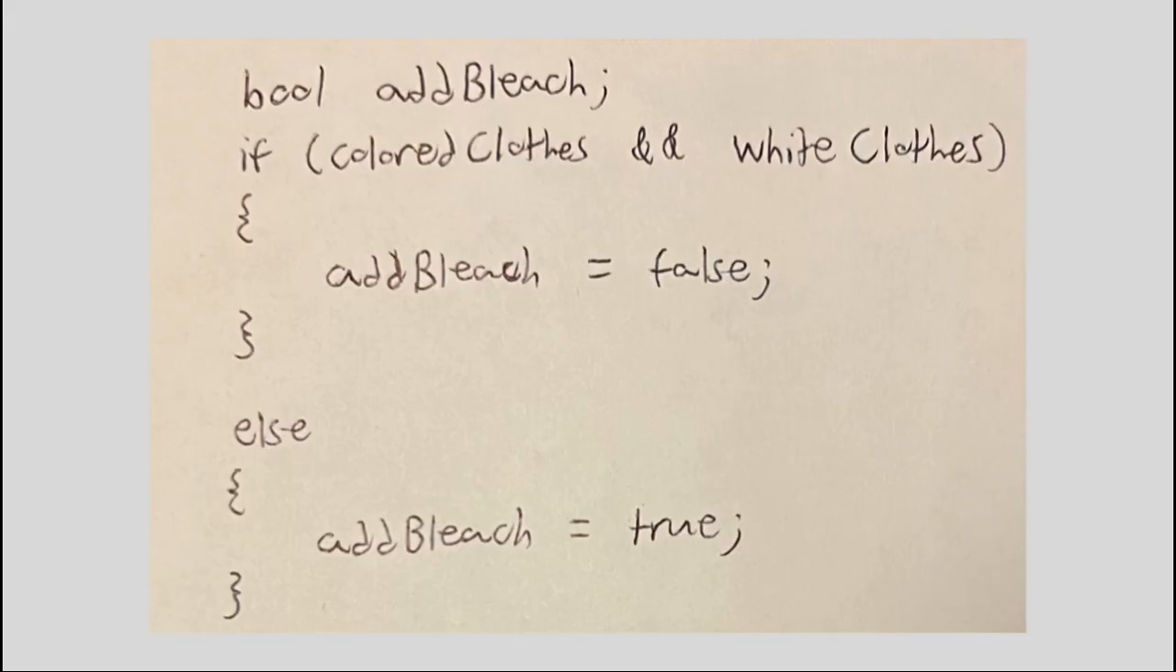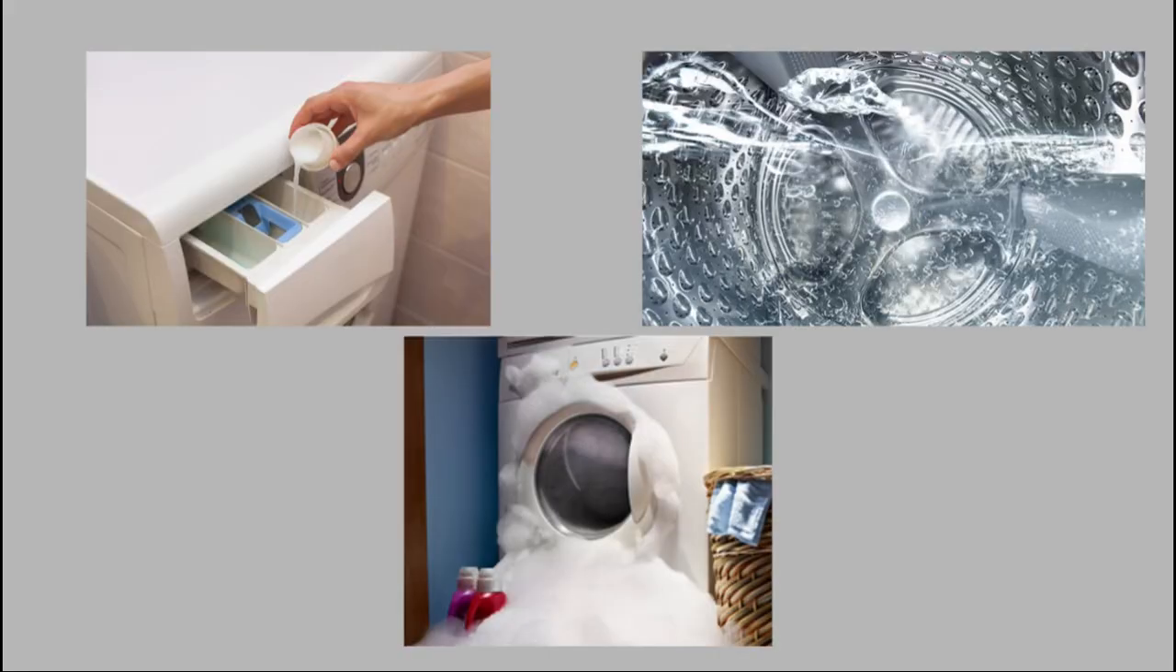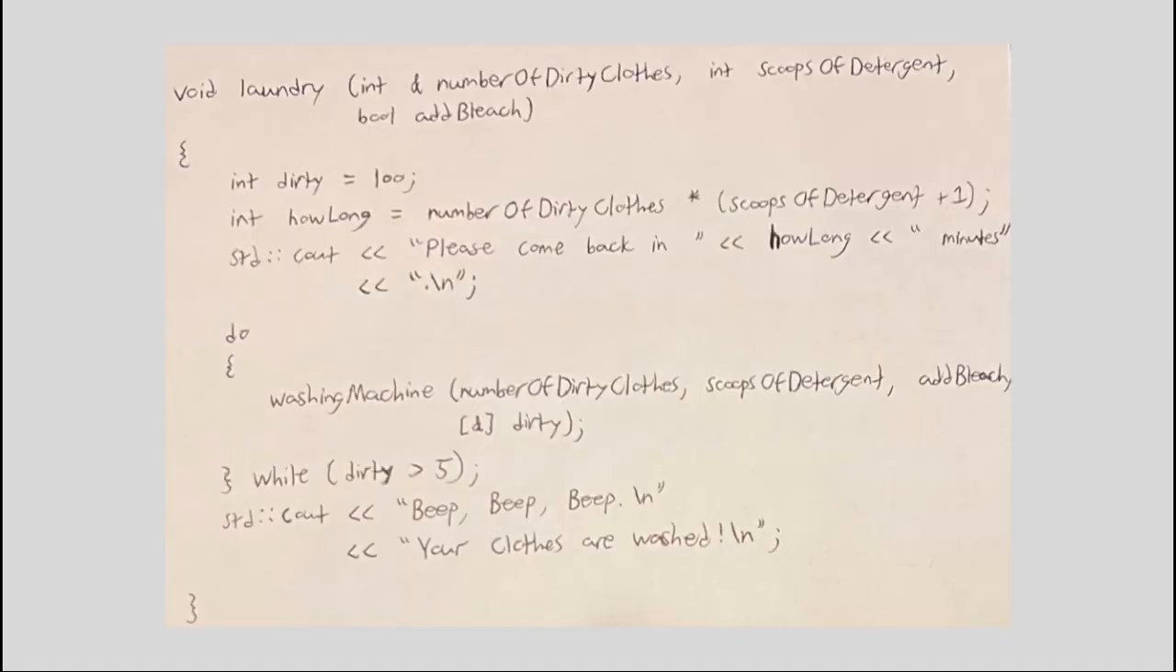Now that the setup is done, we can actually start washing. To start, we need to add all these things together in the laundry machine, leave it, and let it wash the clothes. We can create a function to represent this called laundry that takes in all the variables we previously created and have it output an estimated time to wash called how long. We can then have it use a do-while loop to repeatedly call the washing machine function to wash the clothes and decrease how dirty they are until they're clean.